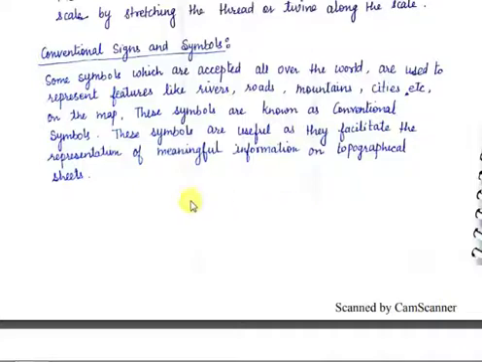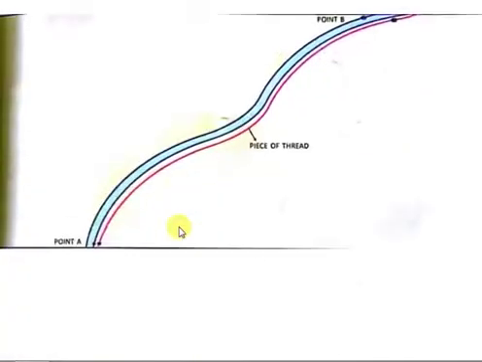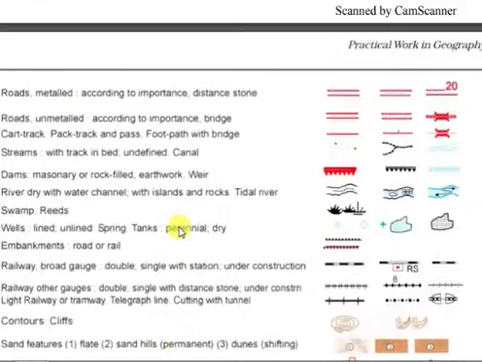Now, in the topographical sheets, only conventional signs are acceptable. You cannot just decipher a particular landform feature or an artificial feature by some other symbol. It means a particular symbol will be used for a particular feature only. Like here you are able to see the different types of symbols.